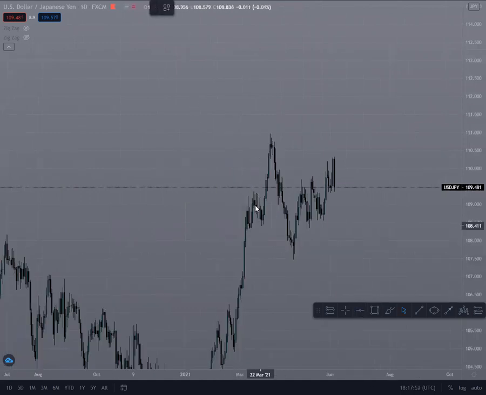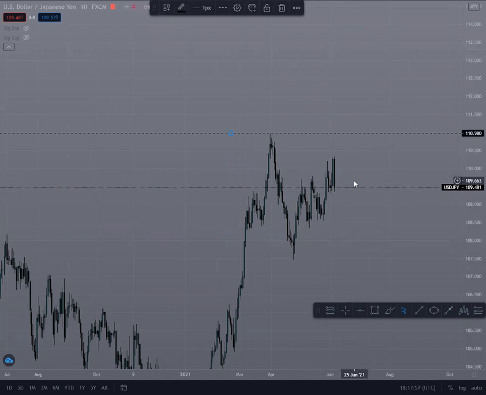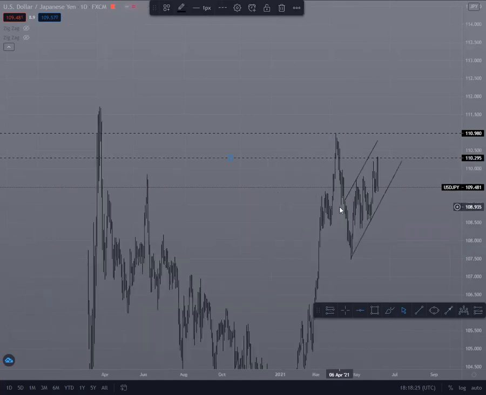We realize that the market pushed the price until it got here to 110.980, right? But now we see that we had a drawback to these areas and we had a formation of this pattern here, right? More of an ascending structure there. But we realize that during the course of last week, the price pushed all the way until it got to these areas where it found resistance, right? That's where it found resistance.